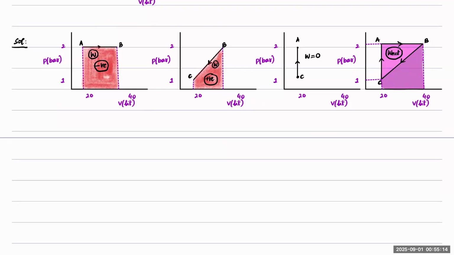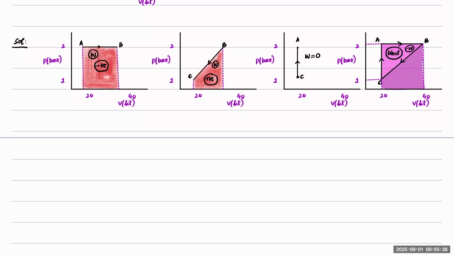Please check. Because this is the total work done from A to B. This is from B to C. Which one do you think is larger value here? A to B, right? A to B is much larger value compared to this one. So overall it is negative or positive? Overall it is negative, isn't it? Overall work done is negative.